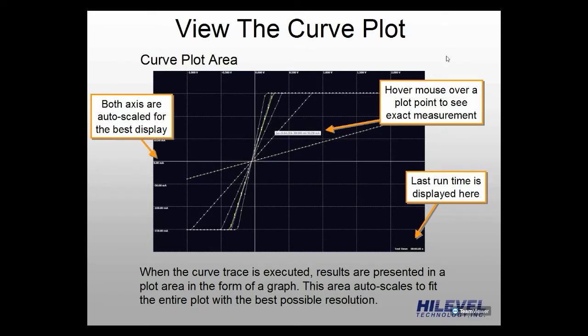When the measurements have been completed, you will see the results in the main curve plot area. You'll see all the curves on the X and Y axis, with values at the graticules along the edges. In the lower right corner is the execution test time.